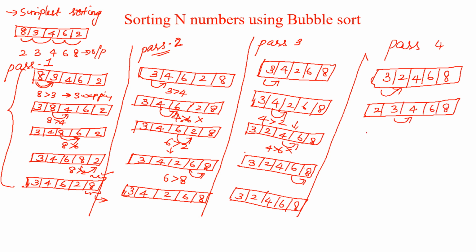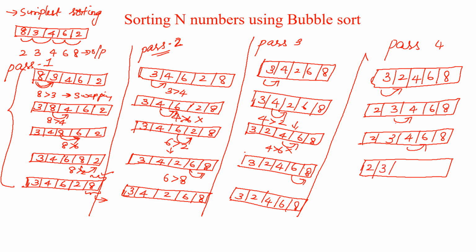Now next two numbers will be checked. Whether 3 is greater than 4, no. So it remains the same, right? 6 and 8. Again the next two elements will be checked. 4 and 6, no, it is not greater, so you will not have swapping. Then the last condition, last two elements will be checked. So 2, 3, there is no swapping, right?